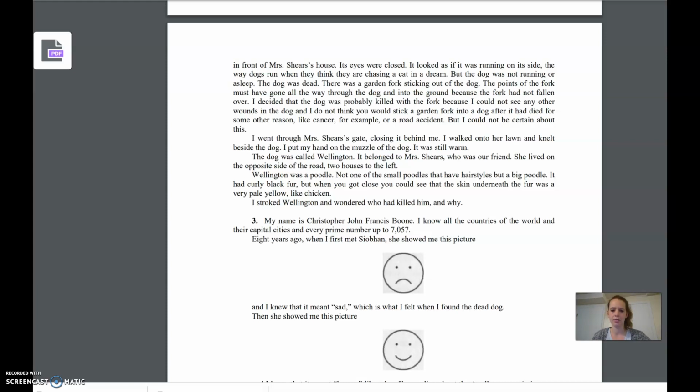I decided that the dog was probably killed with the fork because I could not see any other wounds in the dog, and I do not think you would stick a garden fork into a dog after it had died for some other reason, like cancer, for example, or a road accident. But I could not be certain about this.